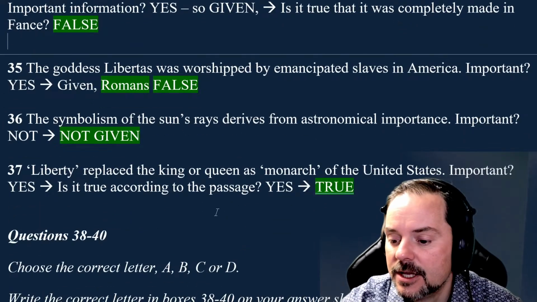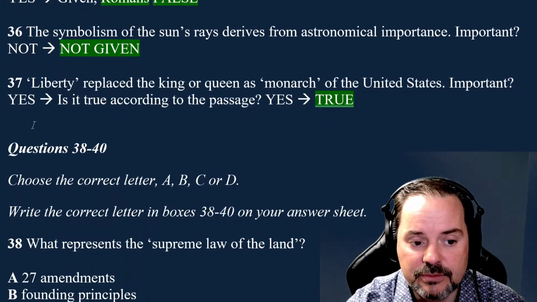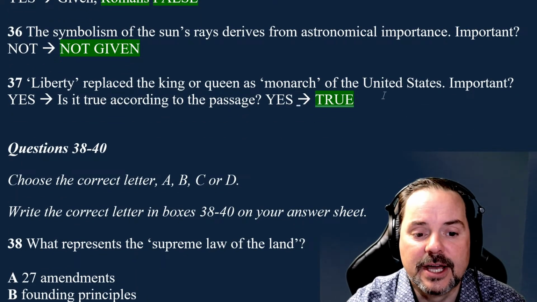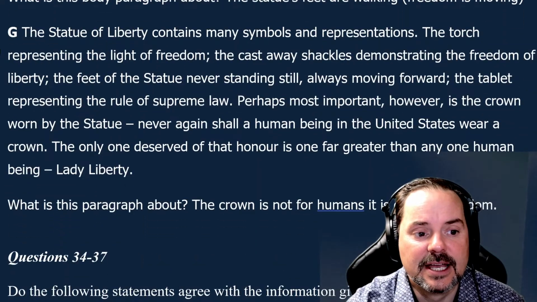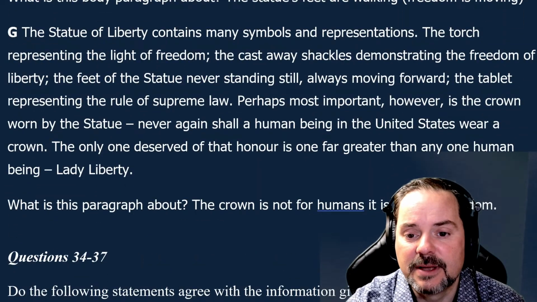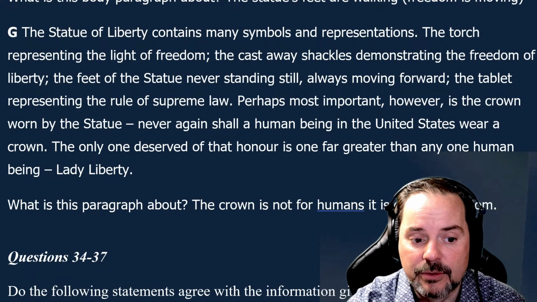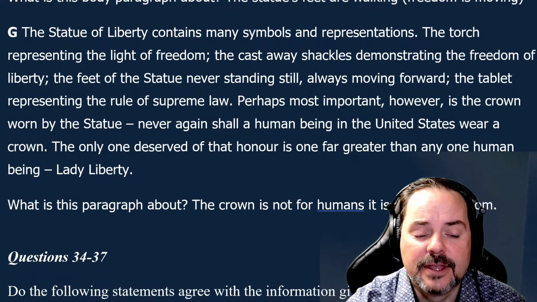Okay. So Anahita says, can I clarify 37? Absolutely. Liberty, which means freedom, replaced the king or queen as monarch of the United States. So here in this last paragraph, it says, the Statue of Liberty contains many symbolisms, and it says, never again shall a human being in the United States wear a crown.